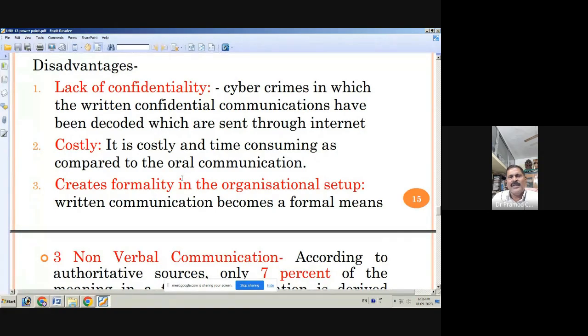If there will be the e-dispatch, then everybody will be able to know it. If the good message will come, then everybody will have to know it. You know, regarding the cyber crimes, no confidentiality will be maintained. It can be decoded by the cyber criminals, because whatever you are giving on the internet, these are all kept with themselves.